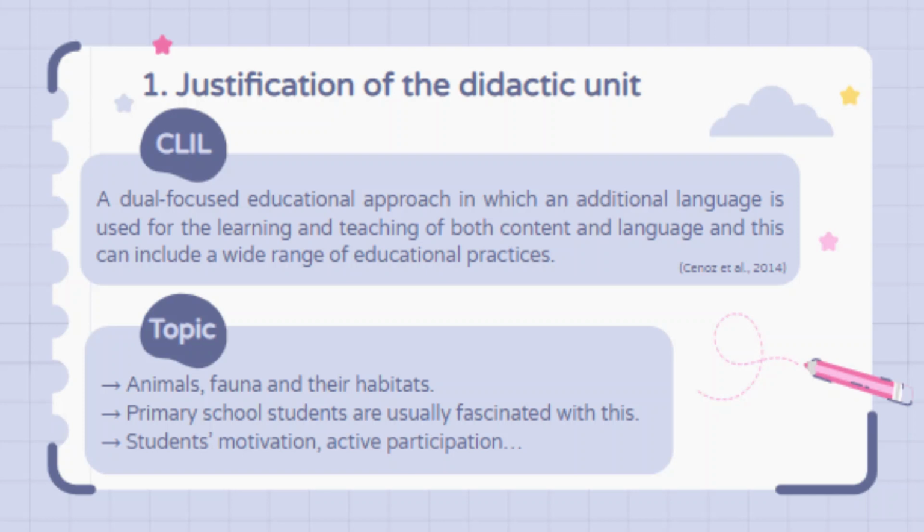As for the topic we had chosen, we opted for animals, fauna, and their habitats. It is a topic that primary school students are usually fascinated with. With that in mind, we wanted to choose a topic in which the students are motivated, that they work on a topic and curricular content that they like, that lets them participate actively, and that they make use of the language. It also focuses on working on different subthemes and different academic fields at the same time.